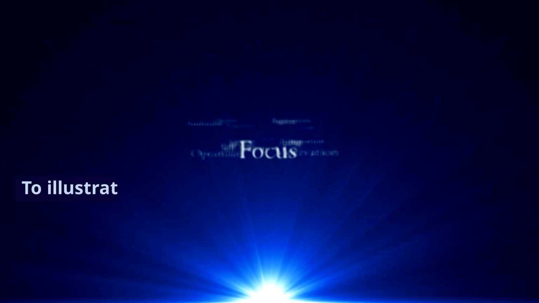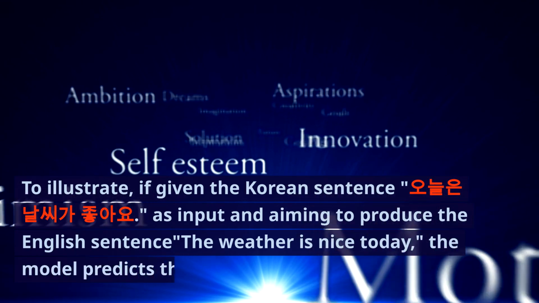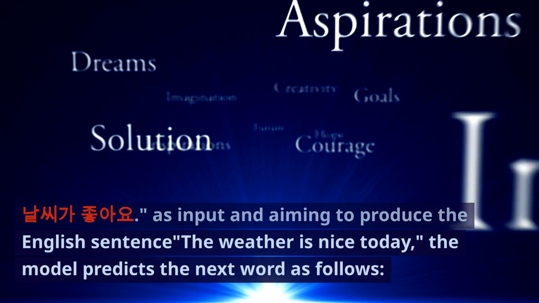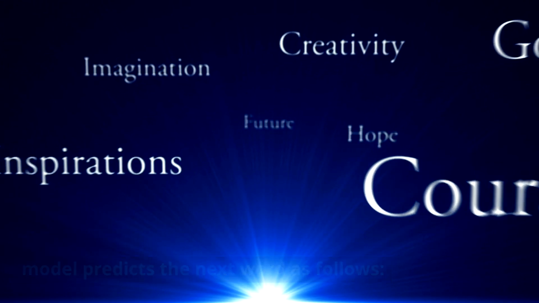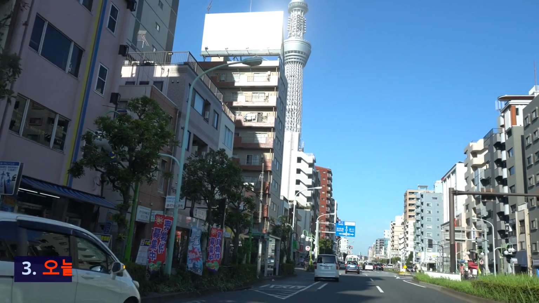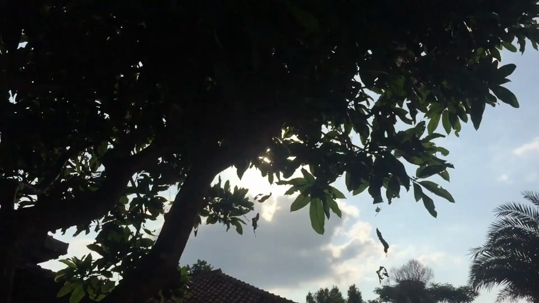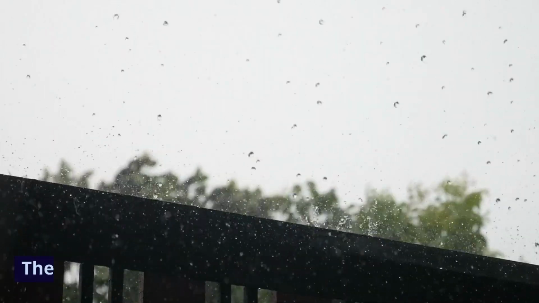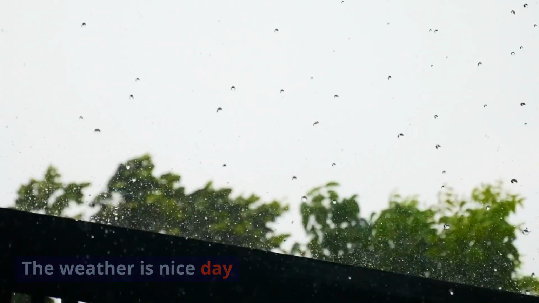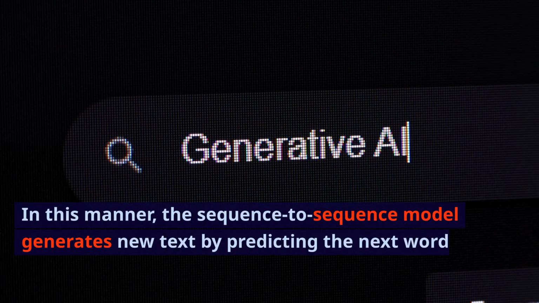To illustrate, if given the Korean sentence, "원울린 날씨가 좋아요," as input and aiming to produce the English sentence, "The weather is nice today," the model predicts the next word as follows. Input: 원울린 날씨가 좋아요. 1. 원울린. 2. 원울린 날씨가. 3. 원울린 날씨가 좋아. 4. 원울린 날씨가 좋아요. Output: The weather is nice. The weather is nice day. The weather is nice today. In this manner, the sequence-to-sequence model generates new text by predicting the next word in the input sequence.